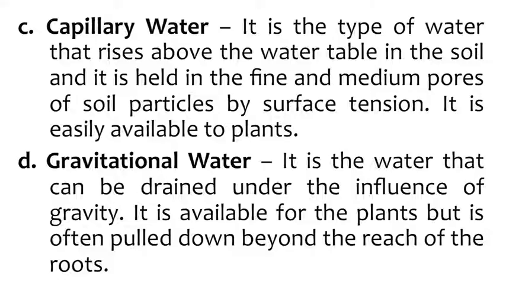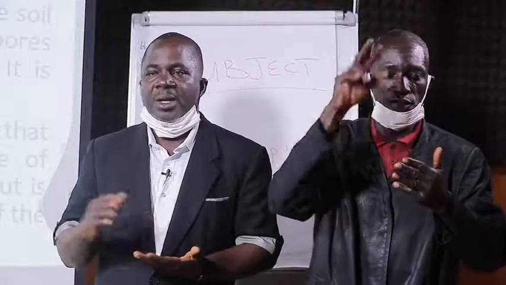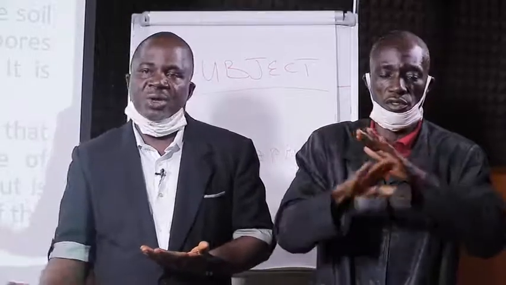Number 3, we have what we call capillary water. It is the type of water that rises above the water table in the soil, and it is held in the fine and medium pores of soil particles by surface tension. It is easily available to plants. Underground, there is what we call water table.